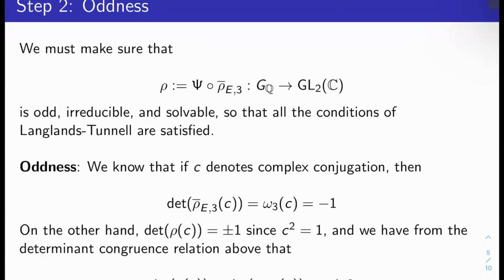To apply Langlands-Tunnell, we have to make sure that we have a representation to which we can apply it. So we'll let rho be psi composed with rho bar E3, which is of course a representation from GQ to GL2 of C. This is our candidate that's going to satisfy the conditions of Langlands-Tunnell. That is, we have to make sure that rho is odd, irreducible, and solvable in order to apply the theorem.